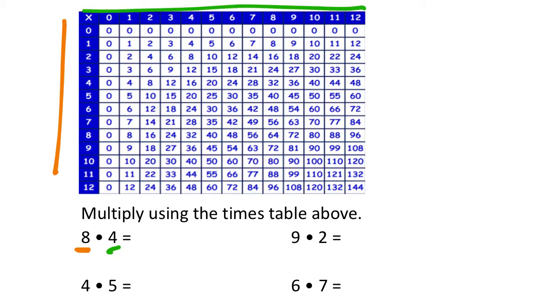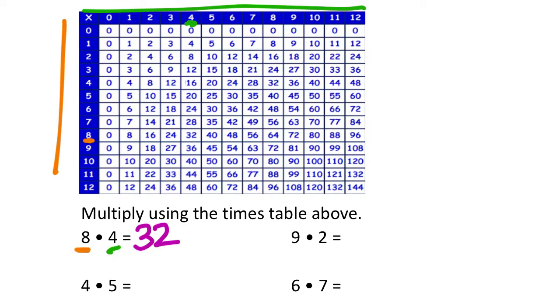All right, so I'd say, okay, 8, that's 8 right here, and then a 4, 8 groups of 4. So I would follow these until they meet. So the 8 and the 4 meet here, which looks like that's a 32 right there. So the product of 8 and 4 is 32.